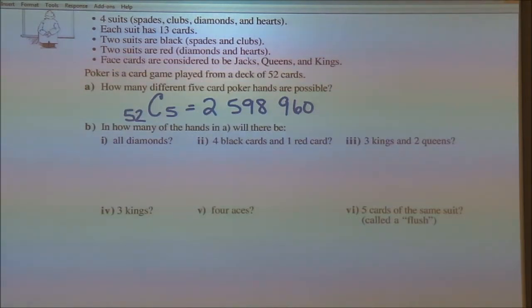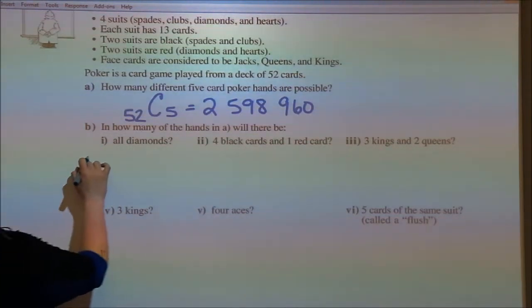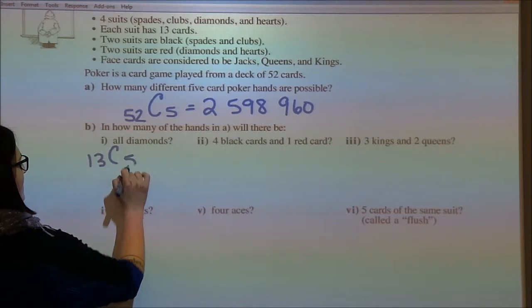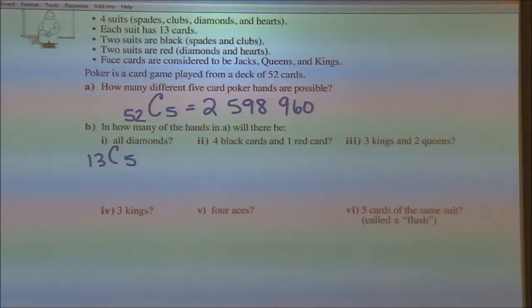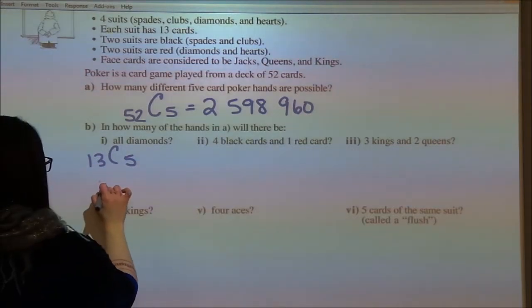How many of the hands would be all diamonds? Would it be like 13? Exactly. So what is 13C5? 1,287.